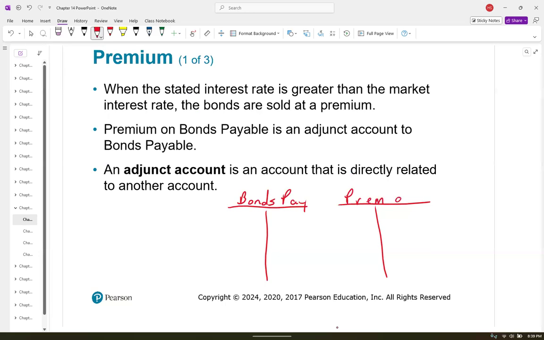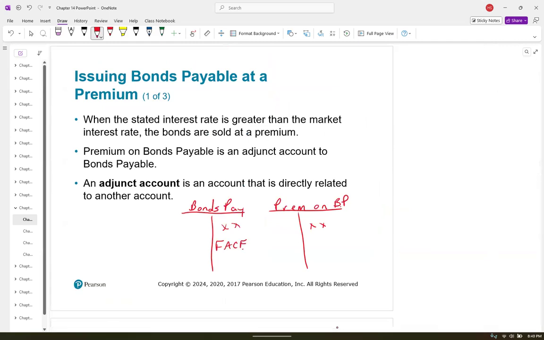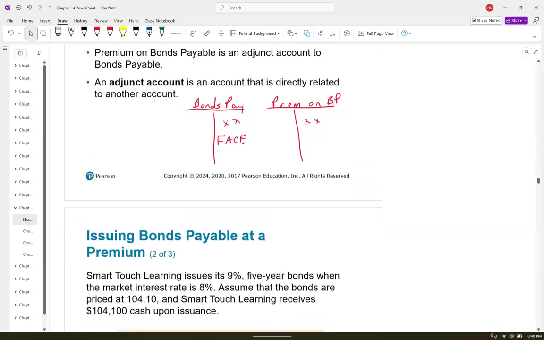So we have premium on bonds payable. So we will have an amount in the credit side of our bonds payable, but we'll also have another amount over in the premium on the bonds payable. Okay. Face will always be in the bonds payable account. So if you can't get anything else right, a lot of times you can get that part of the journal entry correct. Okay. So they're going to give us another example.